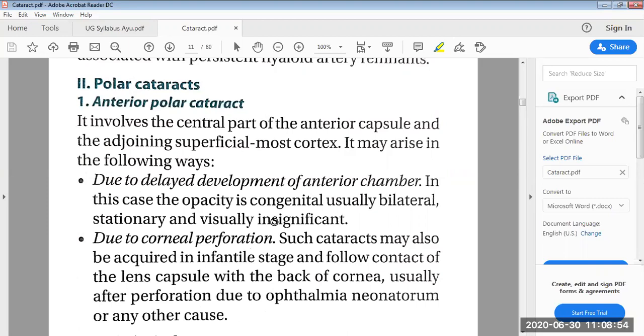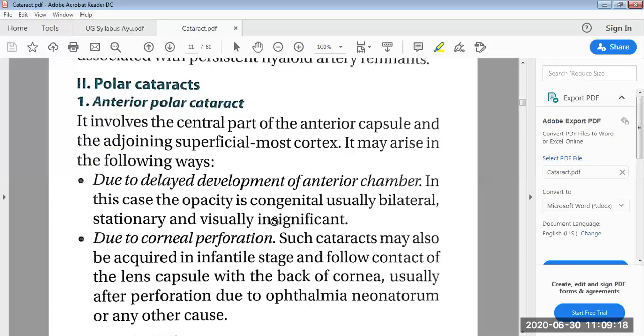So what is the anterior polar cataract? It involves the central part of the anterior capsule and the adjoining superficial most cortex. It may arise in the following ways: due to delayed development of anterior chamber. In this case, the opacity is congenital, usually bilateral, stationary, and visually insignificant.